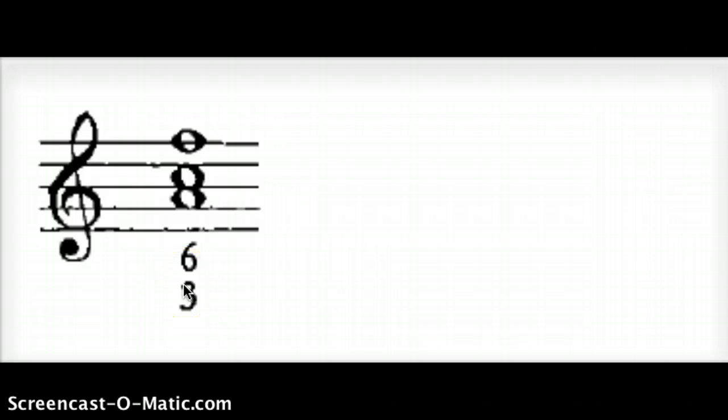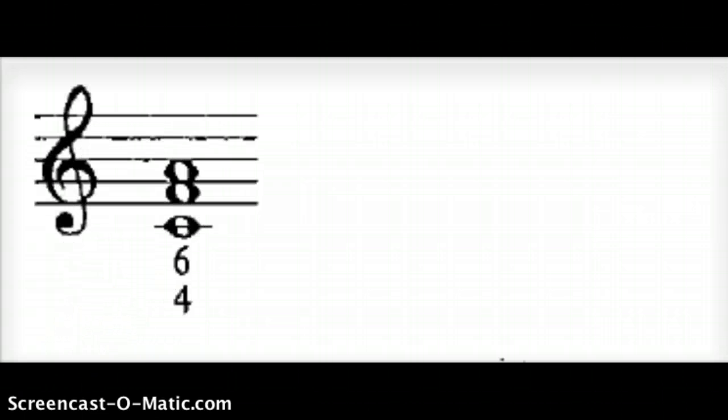So for first inversion, especially when we start doing Roman numerals, let's say we're in F major, you'd write a capital Roman numeral 1, and then a superscript 6, so the 6 up in the top right hand corner, and not the 3.